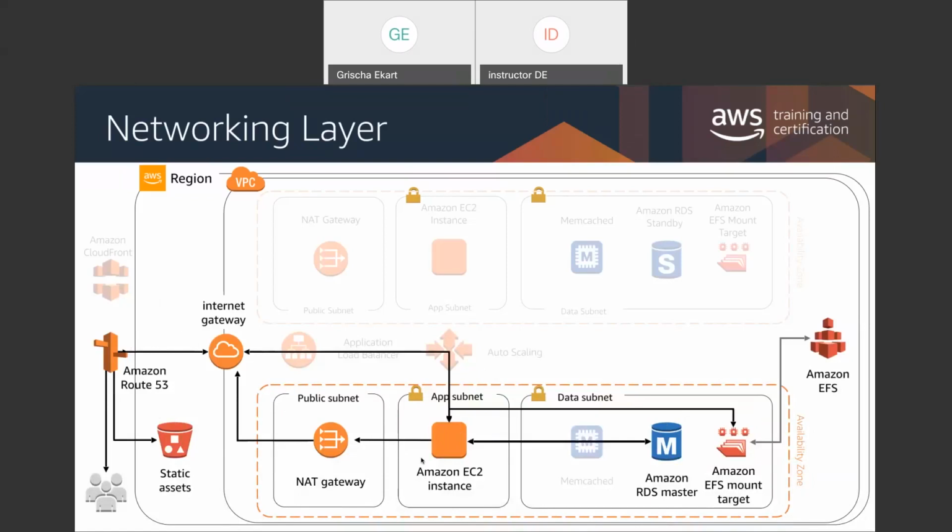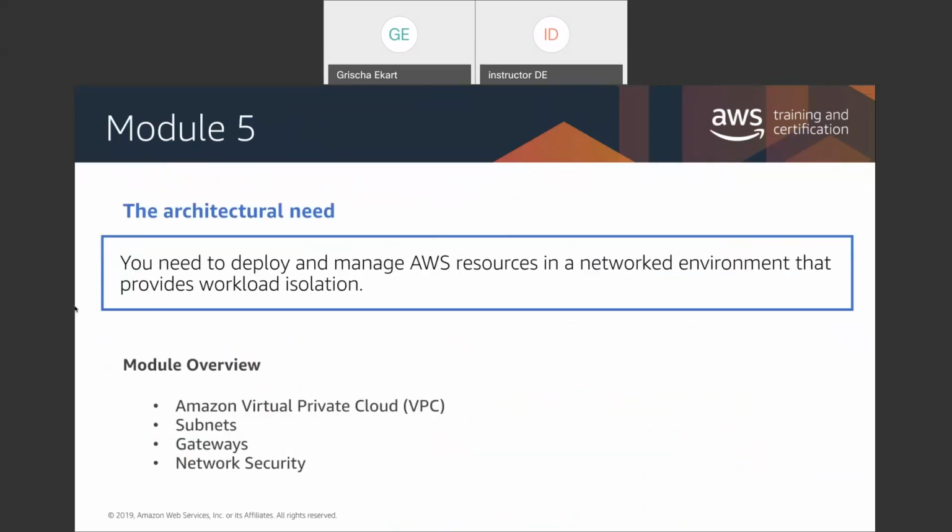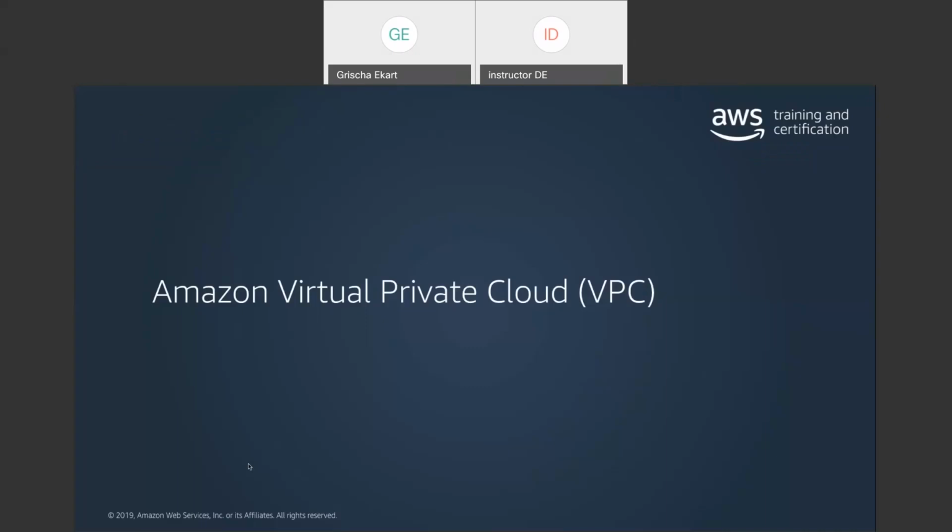So we are using a fictional company that we're building up during the course. And right now we are at the stage where we need to manage all of our AWS resources in a networked environment. And we want to have some network isolation provided. So we will talk about the VPCs, the subnets, the gateways, and the network security that is part of all this.